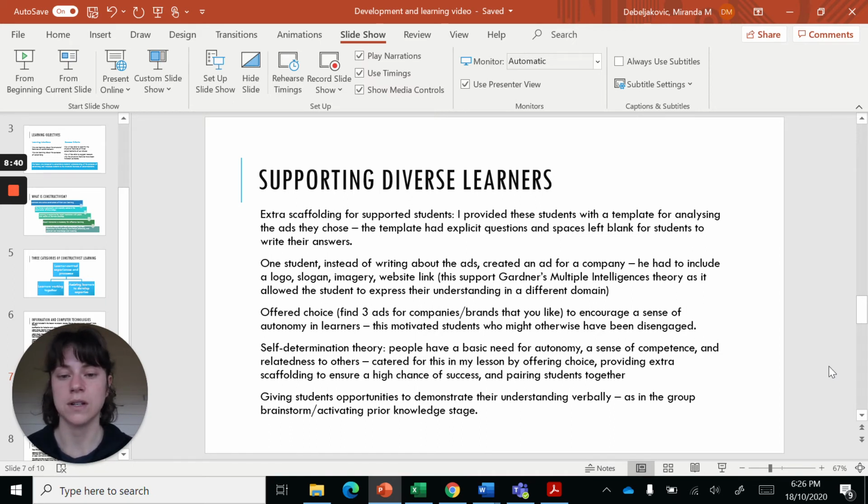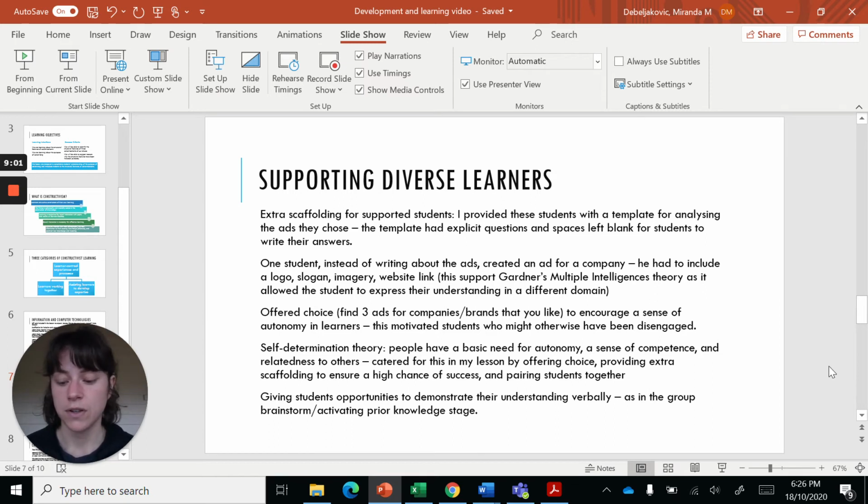One particular student, instead of actually writing an analysis of the ads, created an ad for a company. He had to include a logo, slogan, imagery, and a website link. This supports Gardner's multiple intelligences theory, as it allowed that student to express their understanding in a different domain in which they feel more comfortable and confident.